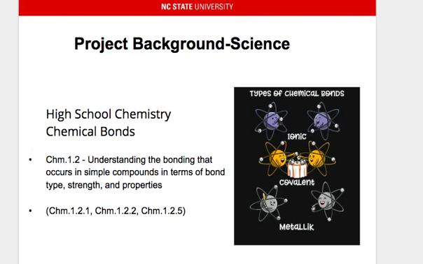The North Carolina state standard that correlates with this lesson includes Chem. 1.2, understanding the bonding that occurs in simple compounds in terms of bond type, strength, and properties. Other essential standards that fall under this category are comparing the relative strengths of different bond types, inferring the type of bond and chemical formula formed between atoms, and comparing the different properties of different bonds.